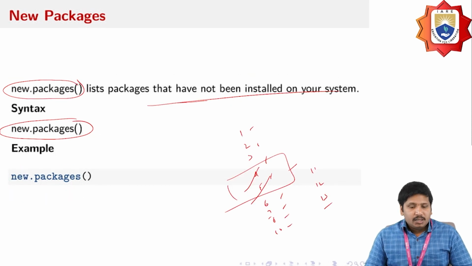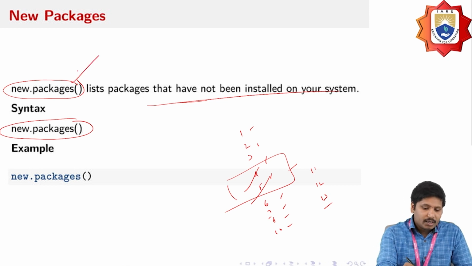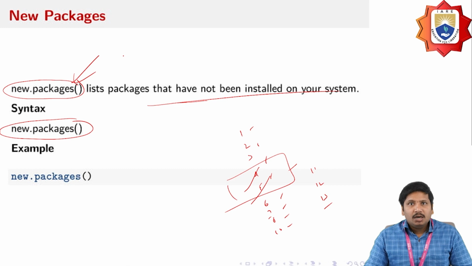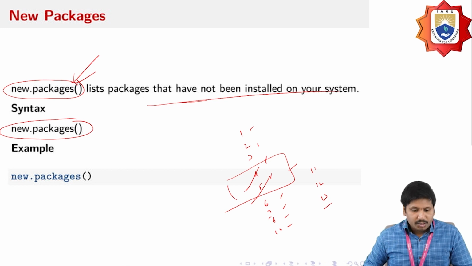And the next one is: what are the new packages that are going to be installed in our system? I want to know. For that, I need to use the new.packages function. It is going to display what new packages are involved, so that I can know what is going to be installed in our RStudio.